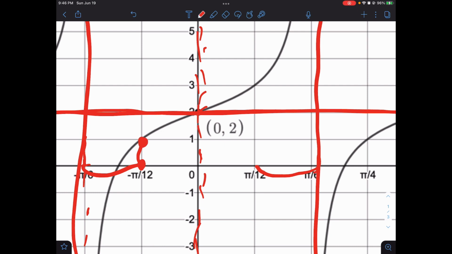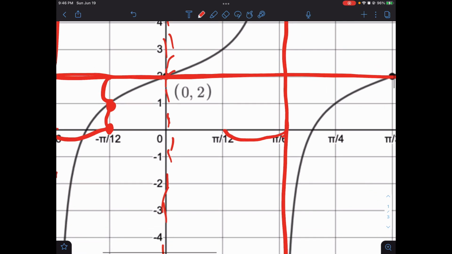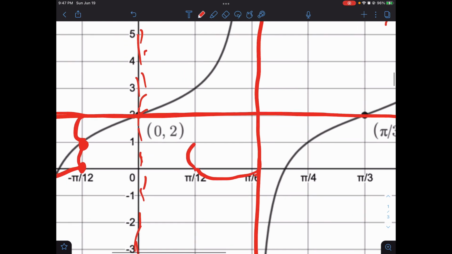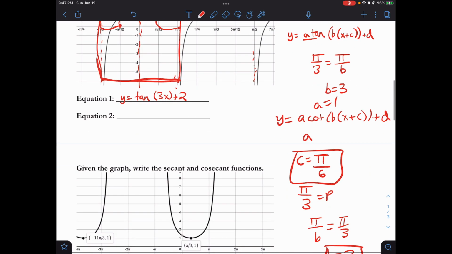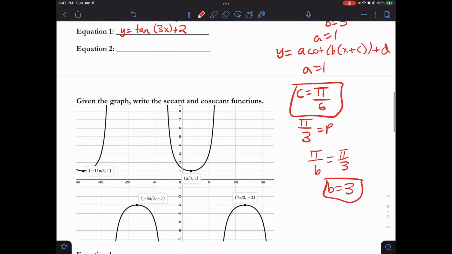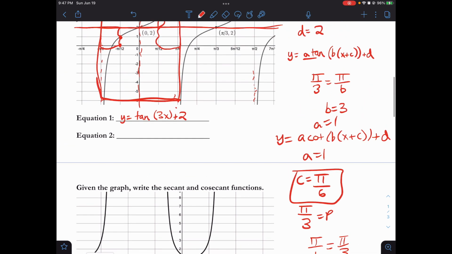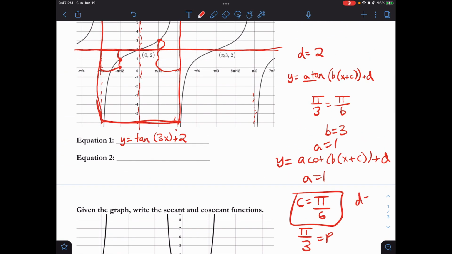It connects to the graph right here. And how far is that from the midline? It is 1 away. And let's check again. So from our asymptote to our midline, and then we go up, it connects right here, and how far it is, it's 1 away, meaning our a value is also 1. Now we have our a value, our c value, our b value. Now to find our d value, that's just our midline, so that's equal to 2.